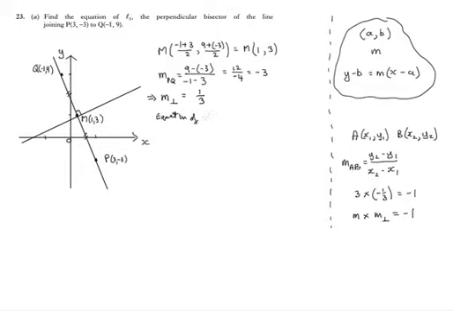So the equation of the perpendicular bisector is, so we now have a point on the line and we have the gradient of the line. So we can use this. It's y minus the y coordinate of the point that we know is on the line, y minus 3. The gradient, 1/3, x minus the x coordinate of the point on the line.